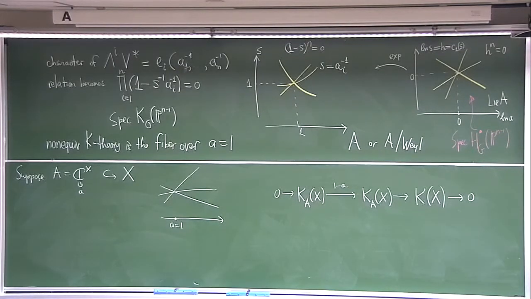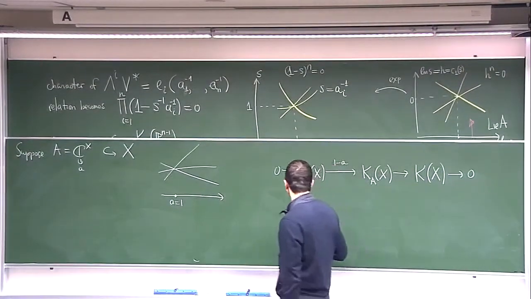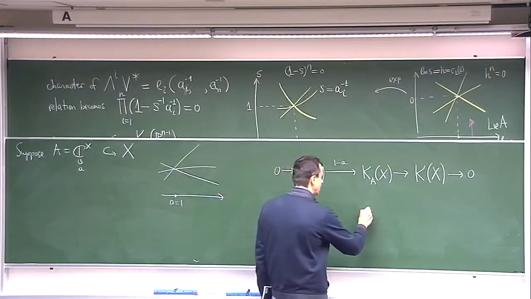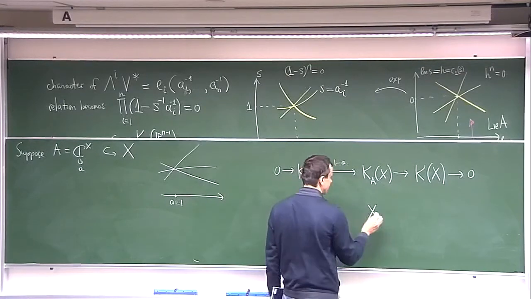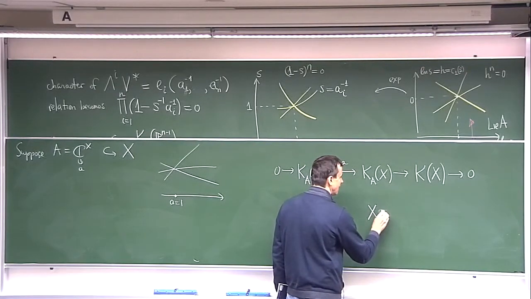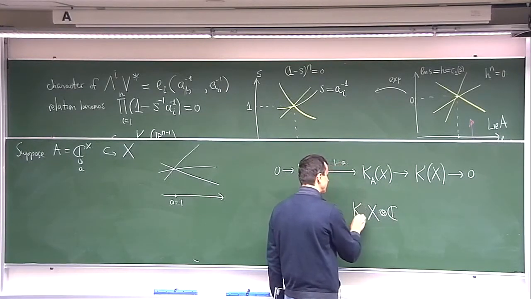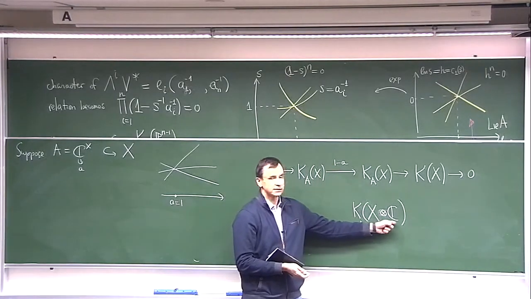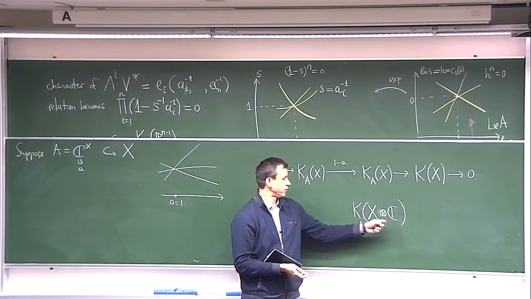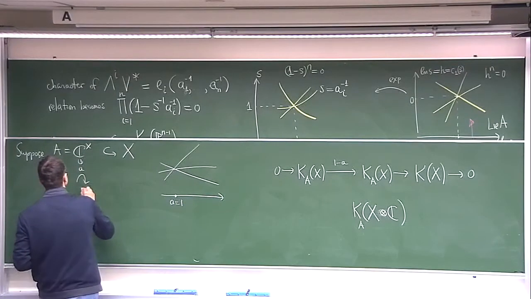And how do I see this geometrically? I can see it like this. Consider X cross A1, which in this case, since I have just X, is X cross C. You can think of this as the A-equivariant K-theory of X cross C, where C is the defining representation of my A. A is a C star, and it acts on C.